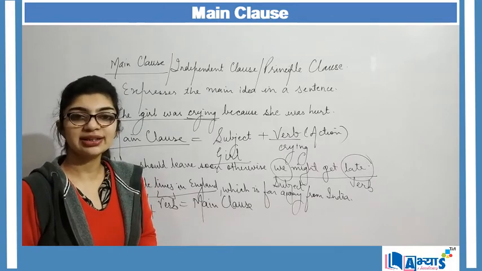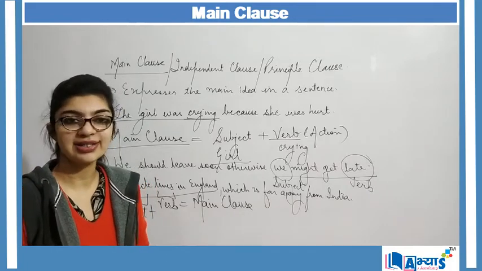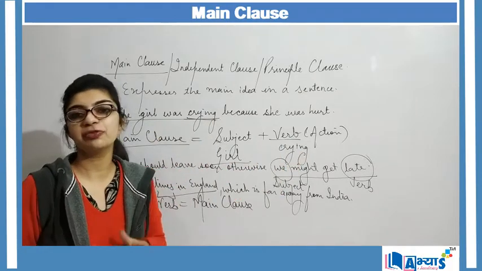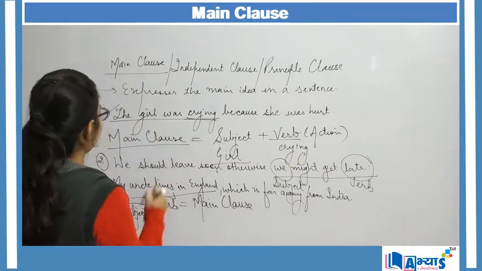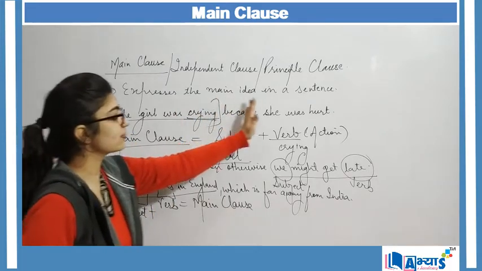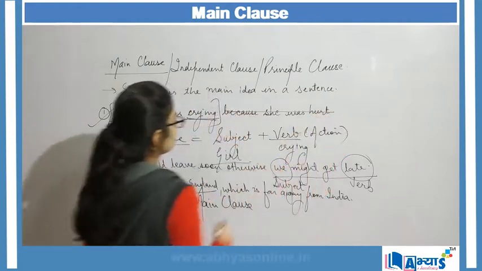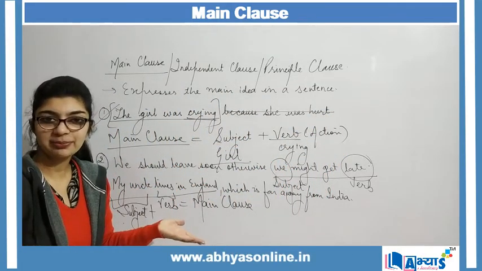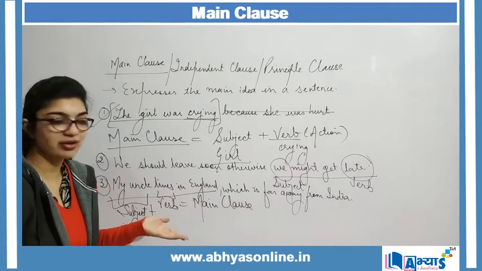Stand alone as a sentence means that unlike a phrase, if I remove the rest of the sentence, even then a meaningful sentence can be formed. Like I say, the girl was crying. I leave out because she was hurt. I simply say the girl was crying. It makes a complete, meaningful sentence, right?